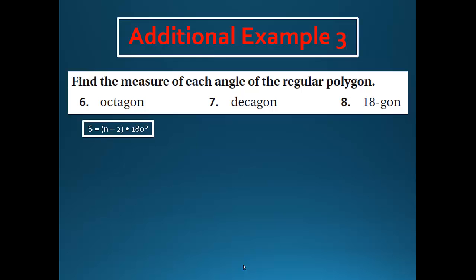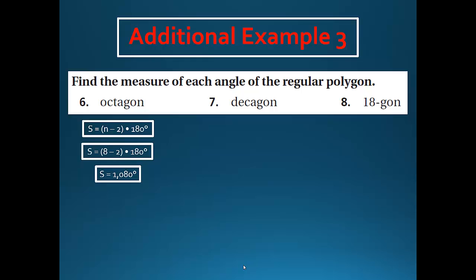First, we're going to start with our formula. S equals the quantity n minus 2 times 180 degrees. An octagon has 8 sides. So instead of n, we're going to have 8. So we have S equals the quantity 8 minus 2 times 180 degrees. 8 minus 2 is 6, and 6 times 180 degrees is equal to 1080 degrees. So S equals 1080 degrees.